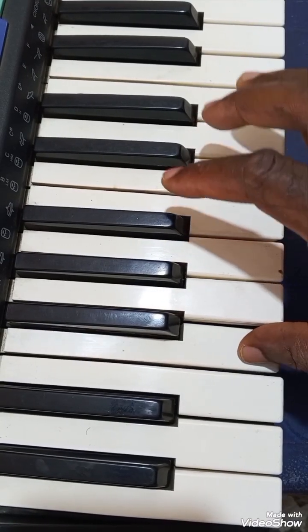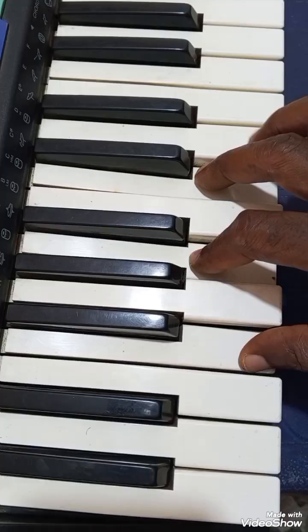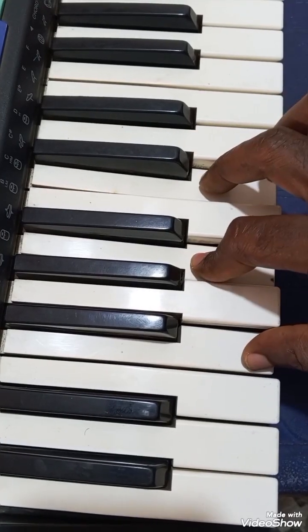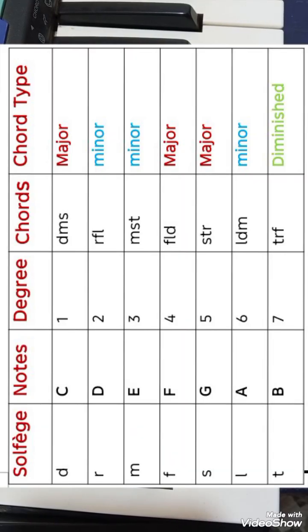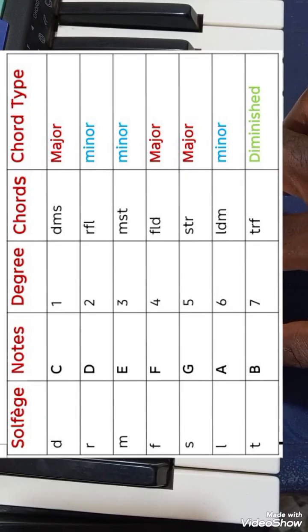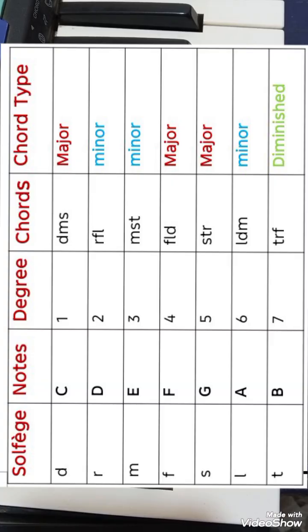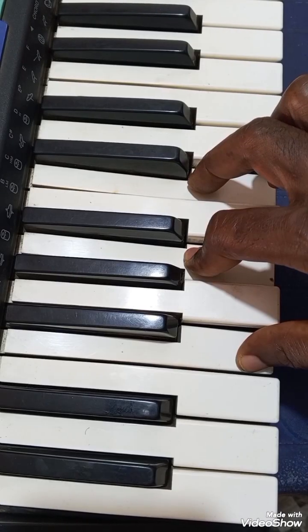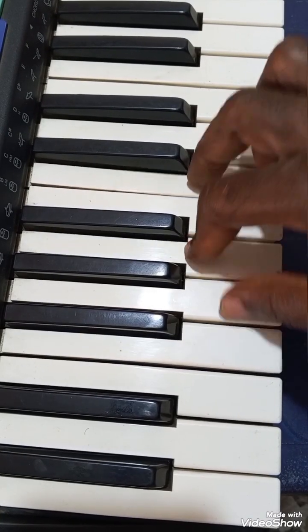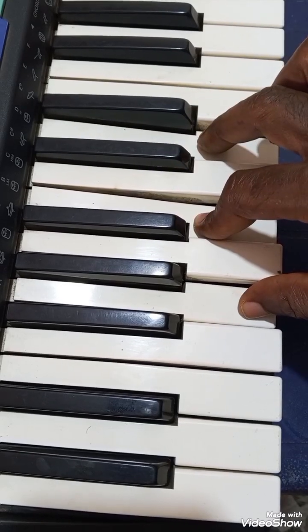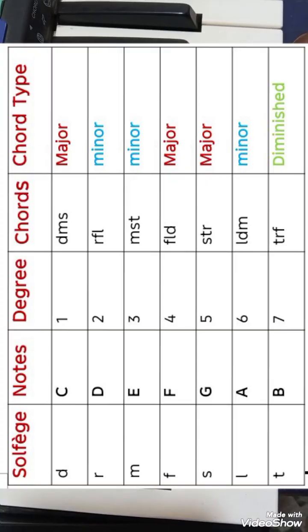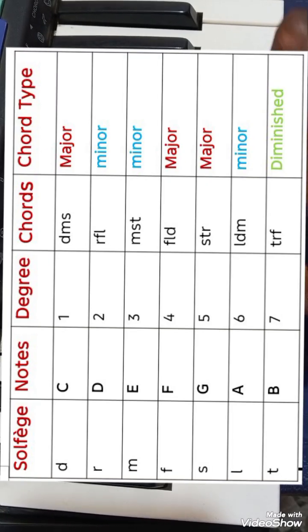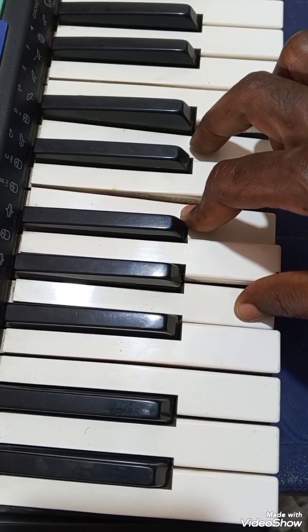This is the Fa chord, which is chord 4. Fa, La, Do. This Fa chord is major. It is called major because it is F major. Okay, the next, chord 5, the Sol chord: Sol, Ti, Re. Sol chord, major. It is called major because this is G major.